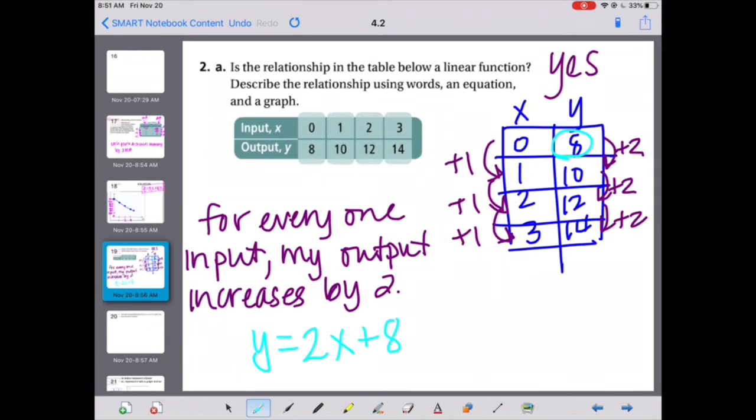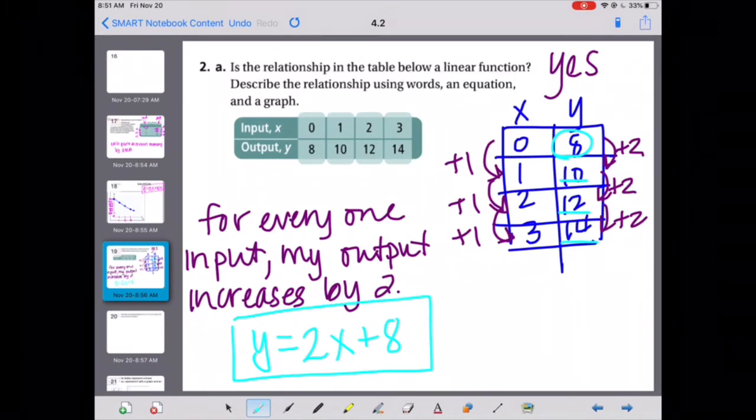But what else do I need? So if I plug in a 0, 2 times 0 is 0. So I'm going to have to add 8. But I better make sure that that works. If I plug in a 1, 2 times 1 is 2, plus 8 gives me 10.